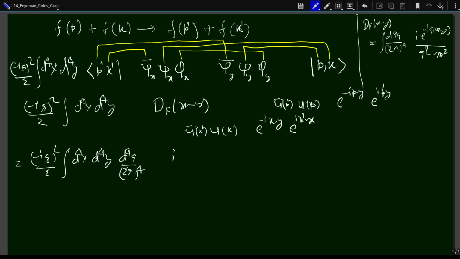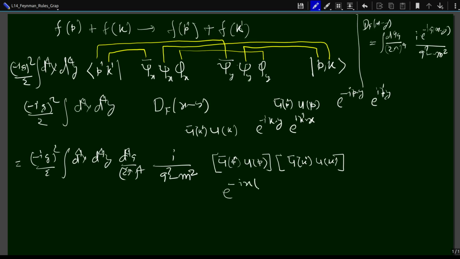Okay, now I'll just write i divided by q square minus m square, and then I write all other factors, which is u bar p prime times u p. Let me put that in square bracket. This is one complex number. Then I have u bar k prime u k put as a second complex number. Okay, and then let me write all the exponential factors. Exponential minus i, I'll take x out.